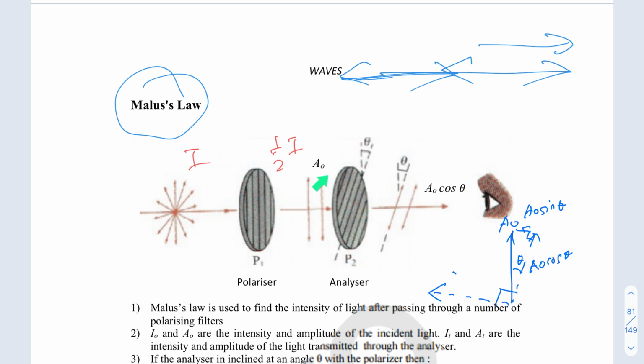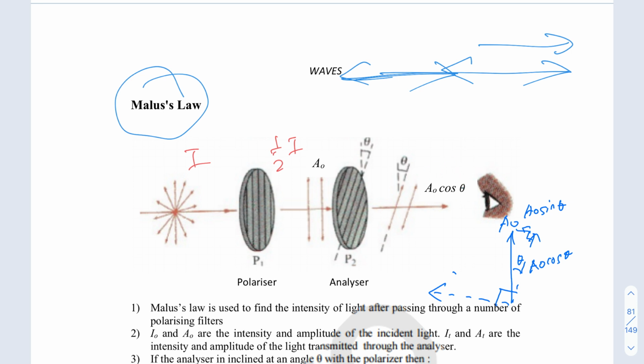Usually they will start from here. That means let's say the polarized light is already amplitude A0. Then you use a filter at an angle. So you notice your filter is neither vertical nor horizontal, but at an angle theta to the vertical. So what will happen is your amplitude that comes out will be A naught cos theta. Okay, this is A naught cos theta.